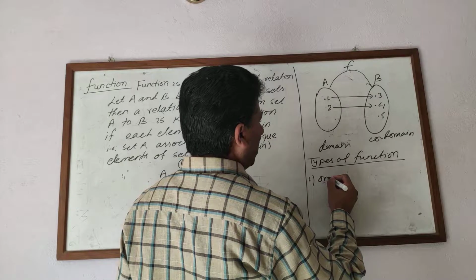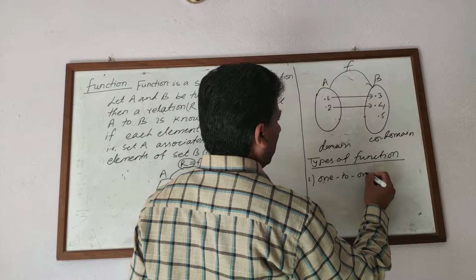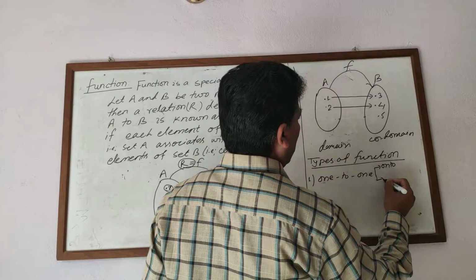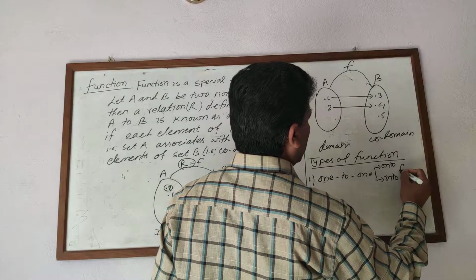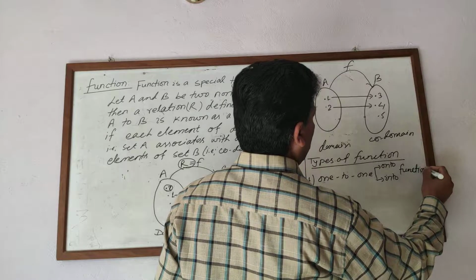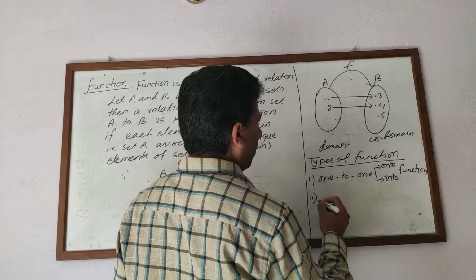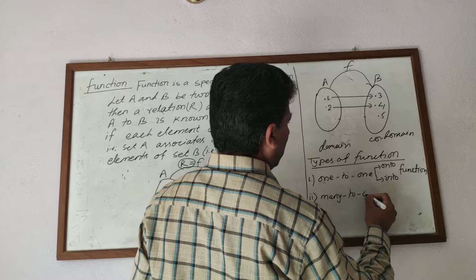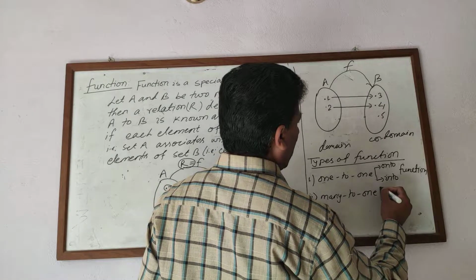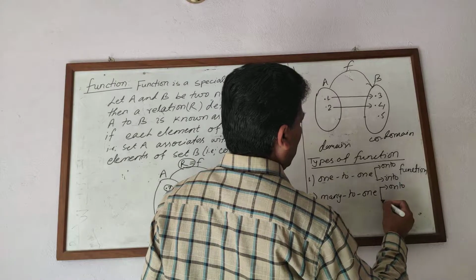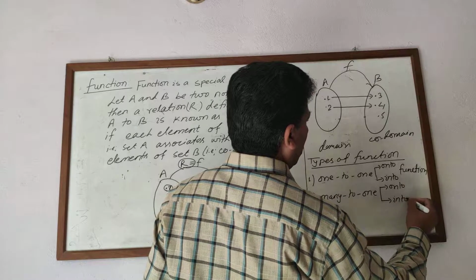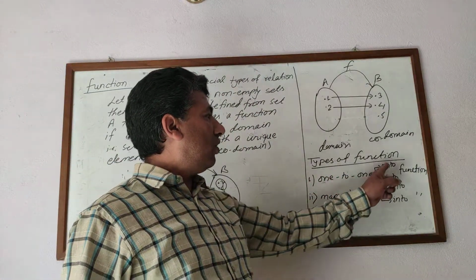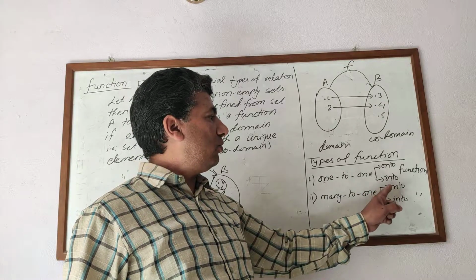One to one, onto and into function. Number 2, many to one, also 2 types, onto and into function. Now functions are of only 2 types: one to one, onto, into; many to one, onto, into.